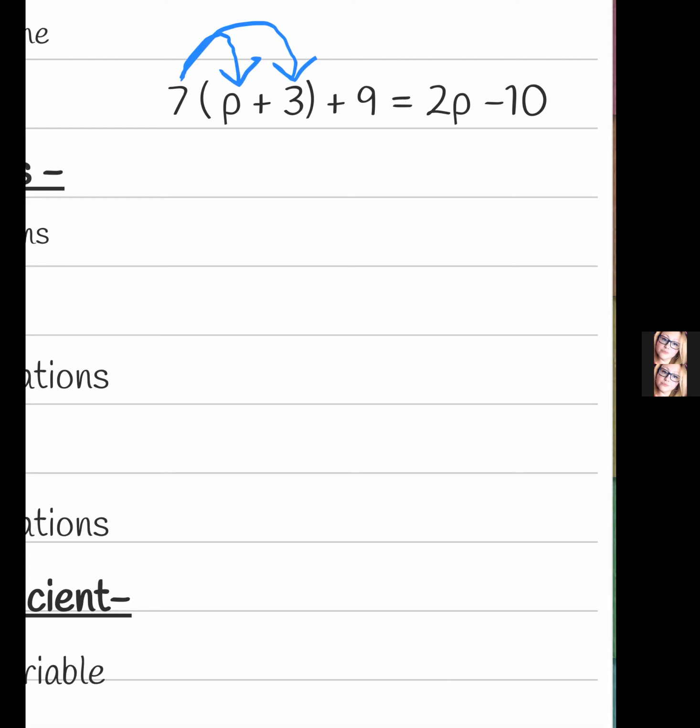So I have 7 times p. Well, we don't know what p is, so we're just going to combine those. So that means 7p, which really means 7 times p. Now we're going to do 7 times positive 3. So you got your calculators, or in your head, hopefully you know 7 times 3 is positive 21. Now we didn't do anything with this plus 9, so we're just going to bring it on down and write plus 9. Write down your equal sign.